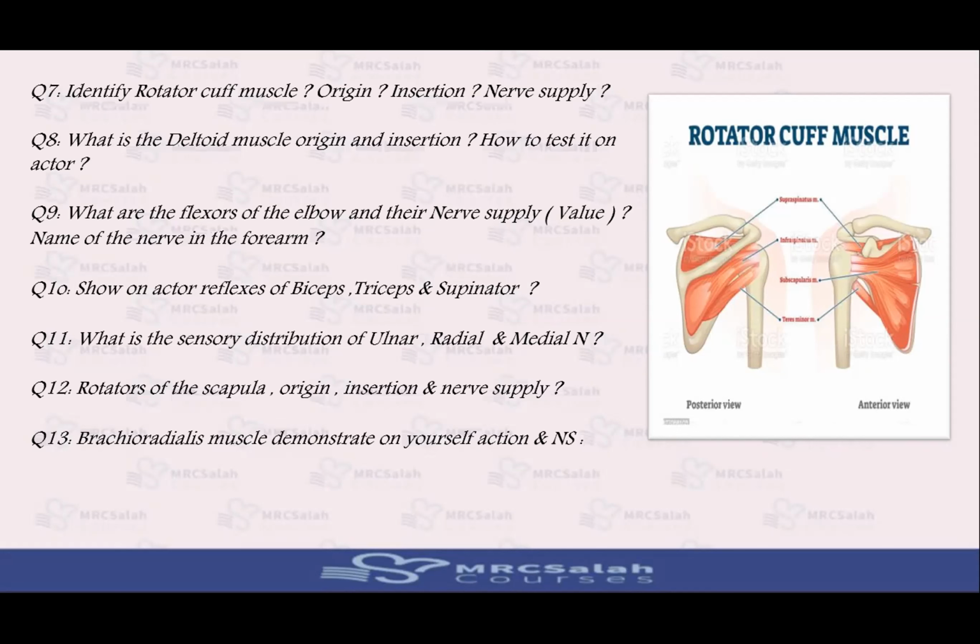Yes, the rhomboid minor is from C7 to T1. Major from T2 to T4. Perfect. And the insertion? Insertion is in the scapula, the medial border of the scapula. Medial border of the scapula. Okay.